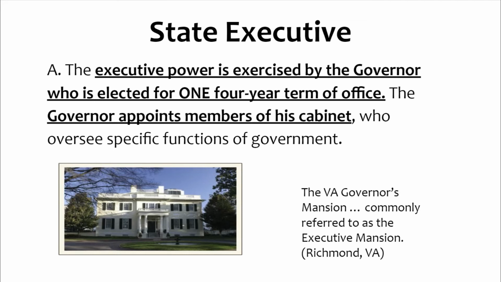So let me look at state executive. State executive has the governor. The governor serves a 4-year term and also has a cabinet under them that help him or her serve out their term and oversee specific functions within the government as well. So we call it the governor of Virginia, and that's pictured down at the bottom is the governor's mansion or the estate for the governor during the time.